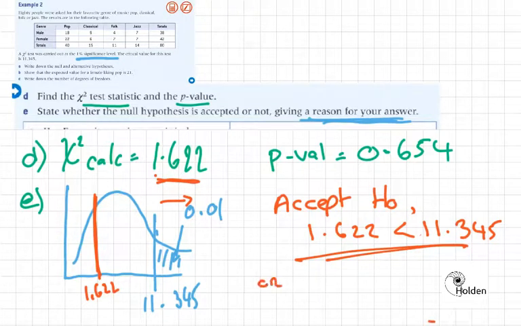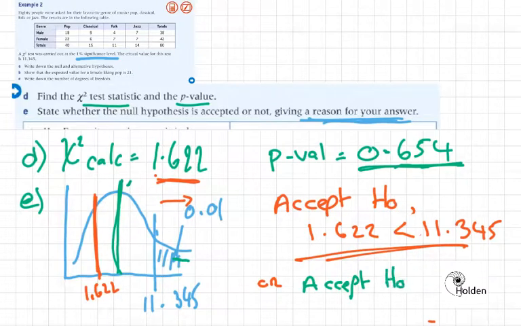Or if we look at the probability, if we go for the p-value of 0.654, that's a big area, 65%, so we can accept H0. Why? Because 0.654 is greater than 0.01, which is our significance level earlier in the question, okay? So you've got to be able to make a judgment on your test statistic or your p-value. Remember, this is the example from the book, so go back to the book and have a read.